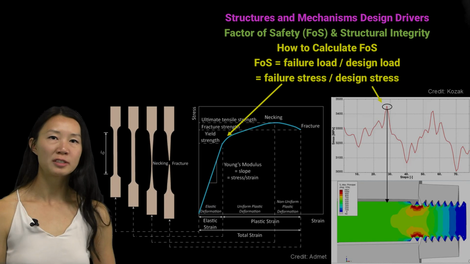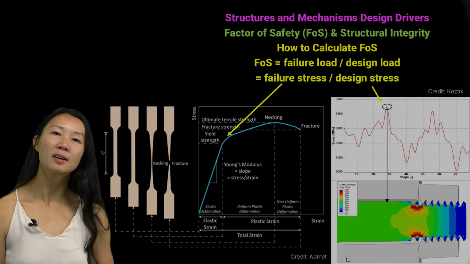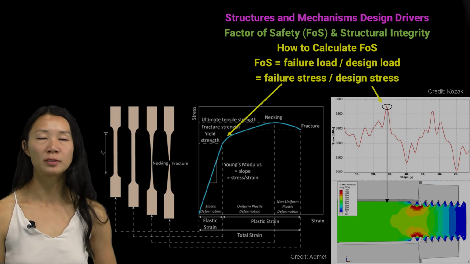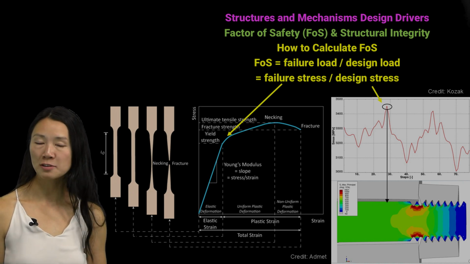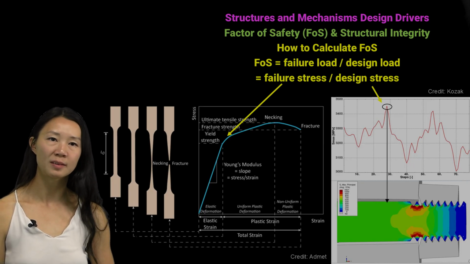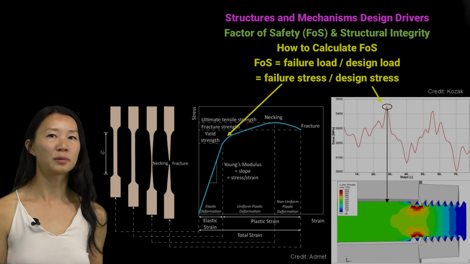Another design driver is structural integrity. And when we talk about structural integrity, what we're really asking is, can this part survive the loads it will face with a safety margin? That margin is captured by something called factor of safety. Now you may ask, how do we calculate that?